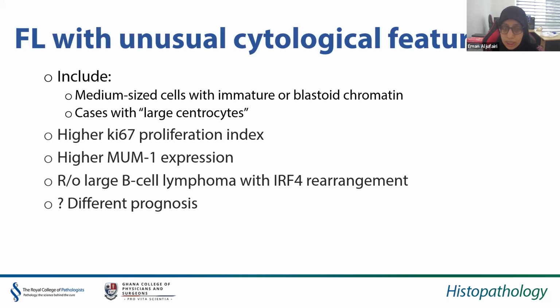In a few cases, which is usually rare, the cells will be more of medium size. The chromatin might be immature or blastoid. So if you look at it on the H&E, you start thinking, could this be an ALL? Or in other cases, you have what we call large centrocytes. What we mean by that is that the lymphocyte is larger in size, but still it's cleaved, with irregular nuclei, and it doesn't have a nucleolus, so this is not a centroblast.